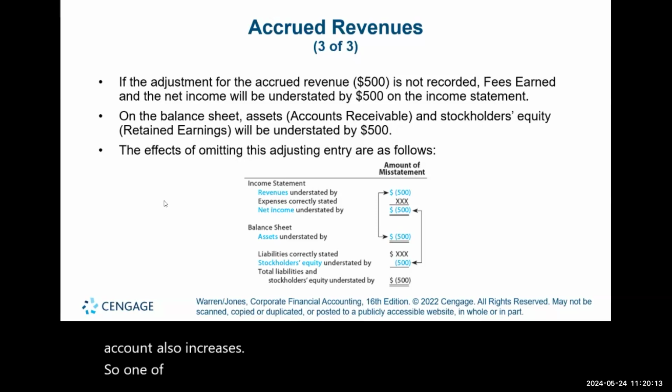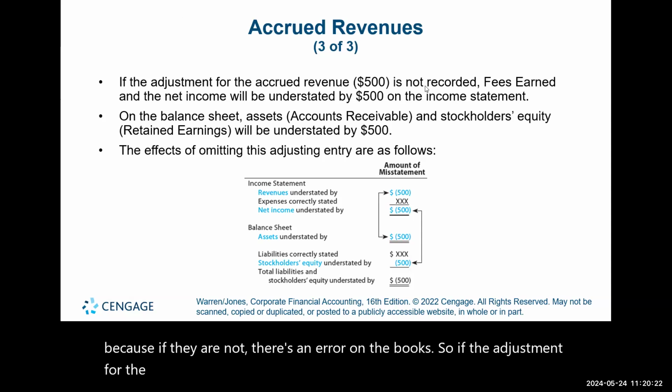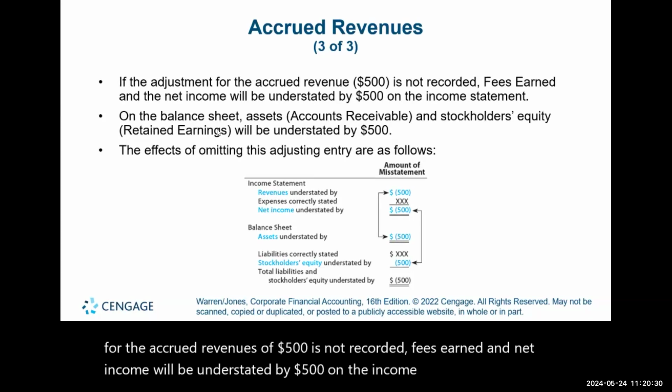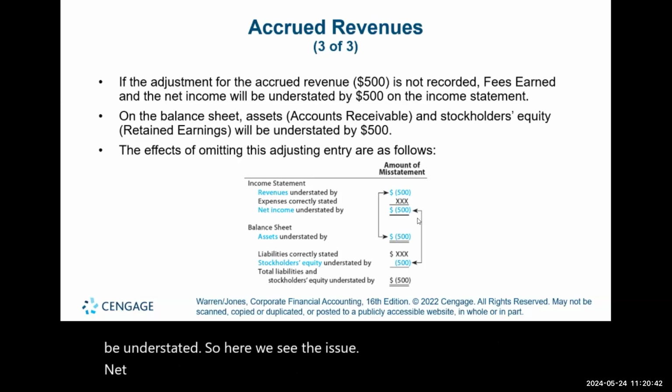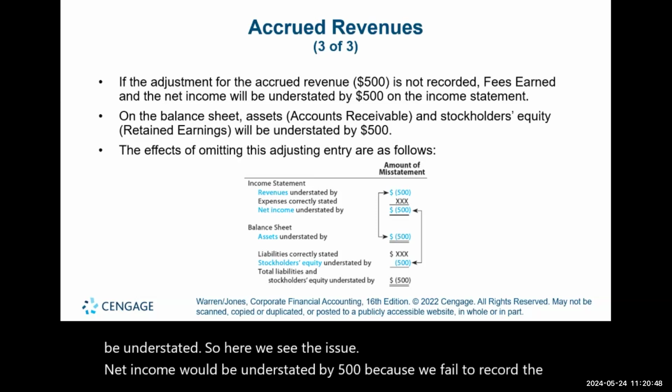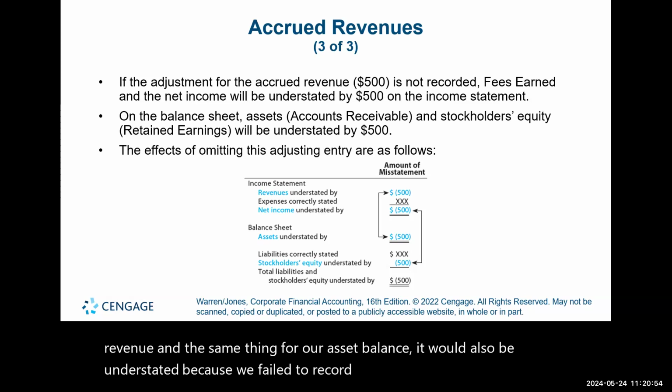So one of the key reasons why these transactions need to be recorded is because if they're not, there's an error on the books. So if the adjustment for the accrued revenues of $500 is not recorded, fees earned and net income will be understated by $500 on the income statement. And on the balance sheet, assets, accounts receivable, and stockholders' equity will also be understated. So here we see the issue. Net income would be understated by 500 because we failed to record the revenue. And the same thing for our asset balance, it would also be understated because we failed to record the accounts receivable that is due.